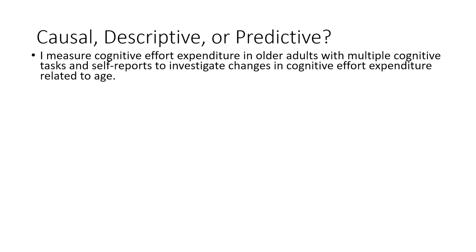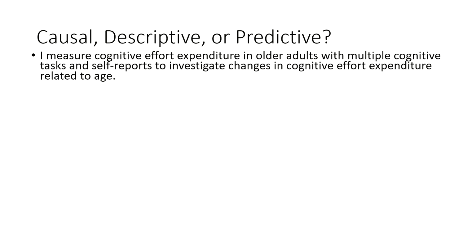So in this case, I measure cognitive effort in older adults with multiple cognitive tasks and self-reports to investigate changes in cognitive effort expenditure related to age. And you might already be thinking, how am I going to approach this question? I didn't use the word describe, cause, or predict in this example because I wanted you to think a little bit harder about the kinds of elements of the study that you're going to consider when determining what kind of study it is.